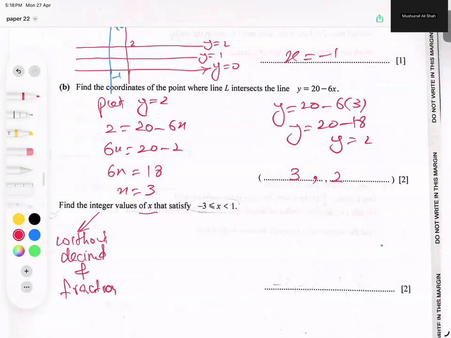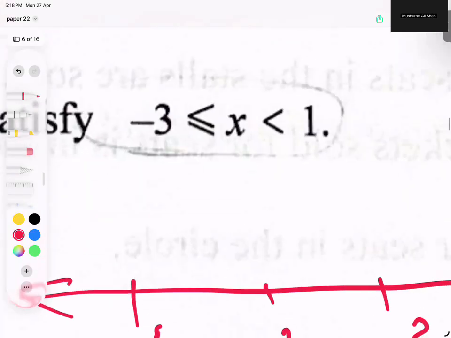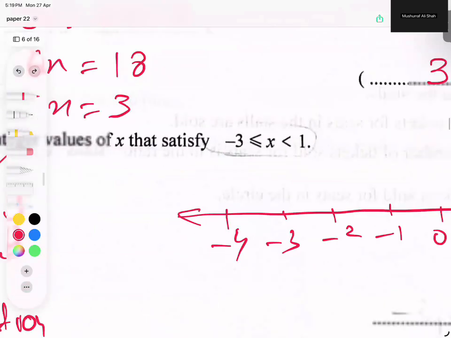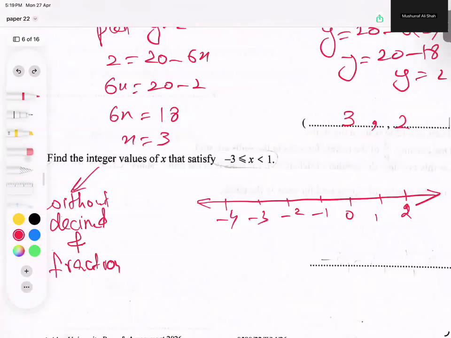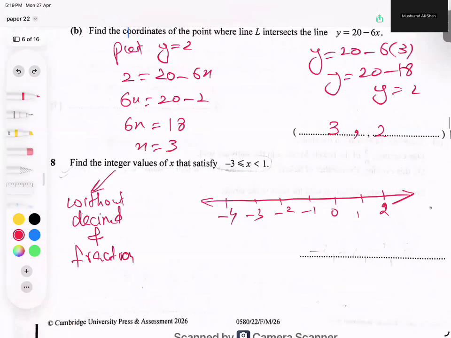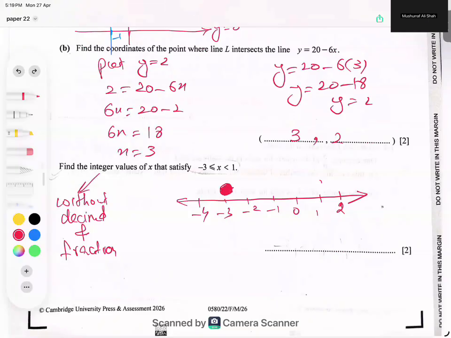So he said find integer. So I make a number line. So this is 1, or I make it 2 here. There's 1, there's 0, there's -1, there's -2, -3, -4. Very interesting. He put an equal sign here, but no equal sign is available here. When we have an equal sign, we make a solid circle. For example, this circle I fill, and this one I will not fill, I will leave empty.